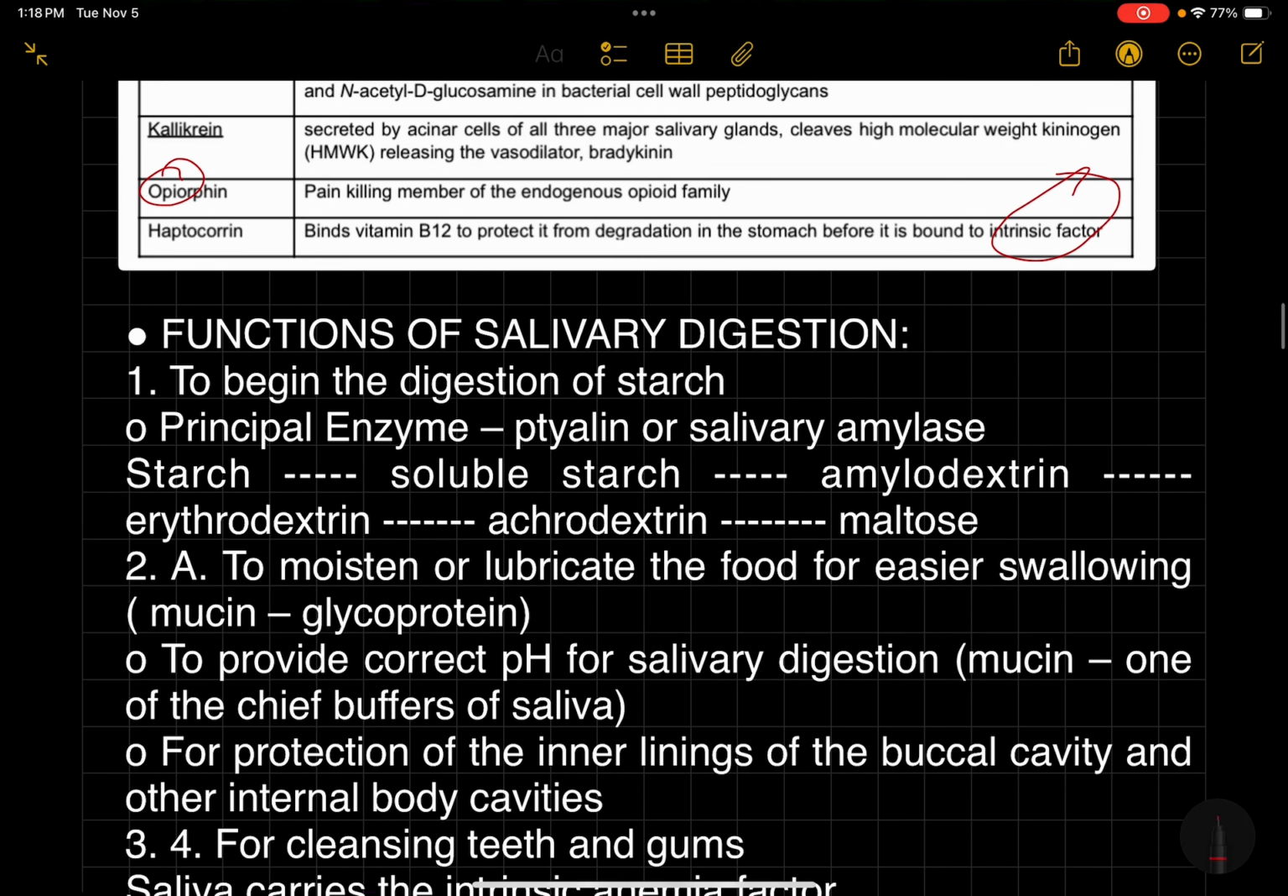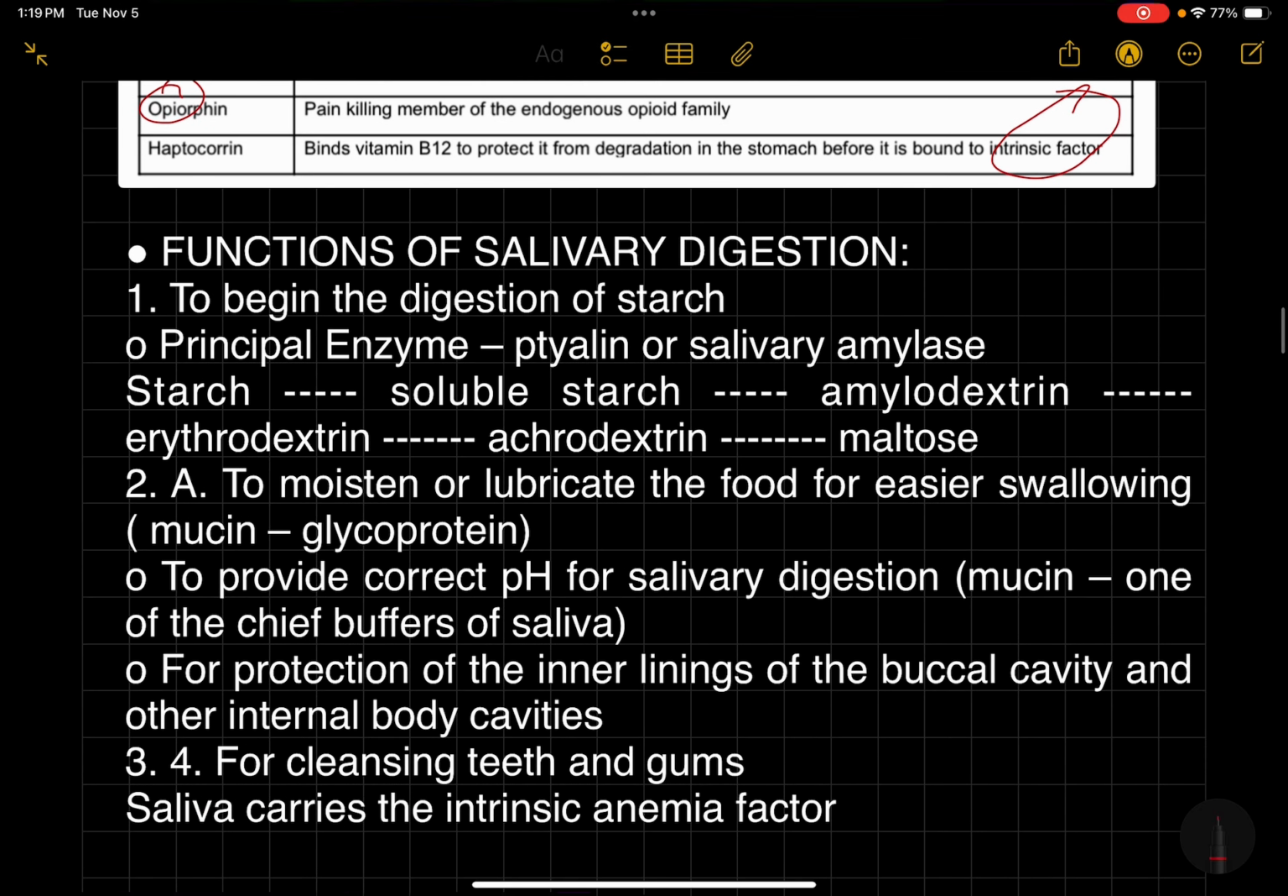Actually, you already have this in your anatomy and physiology. We will just go over it. To begin the digestion of starch, the principal enzyme is ptyalin, or salivary amylase. It goes to starch, then soluble starch, and then to amylodextrin, going to erythrodextrin and achroodextrin and maltose.